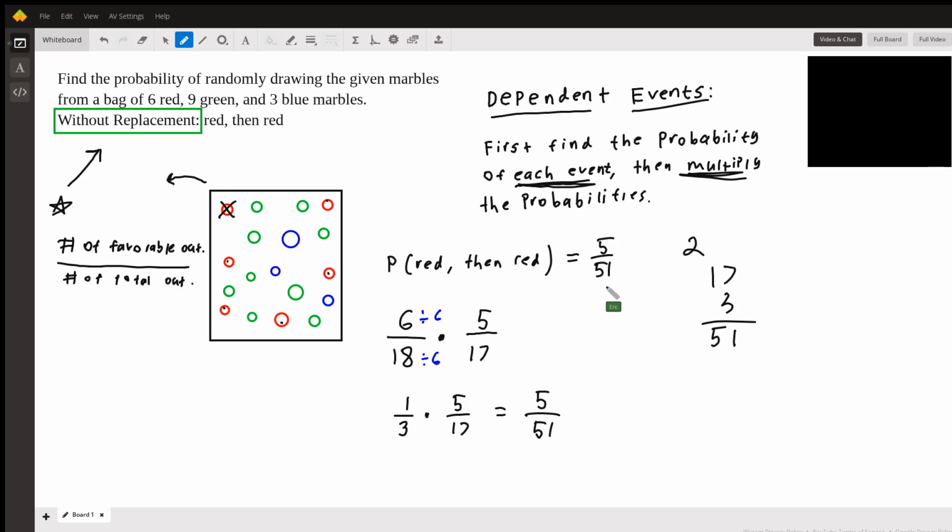Now, if you wanted to, you could write that as a decimal. I'm just going to do it for you. 5 divided by 51 is approximately 0.098. To convert that to a percent, we move the decimal point 2 places to the right, and we have approximately 9.8%. So this would be your percent, this would be your fraction, they're all interchangeable. So the probability of getting a red marble and then a red would be 5 over 51.